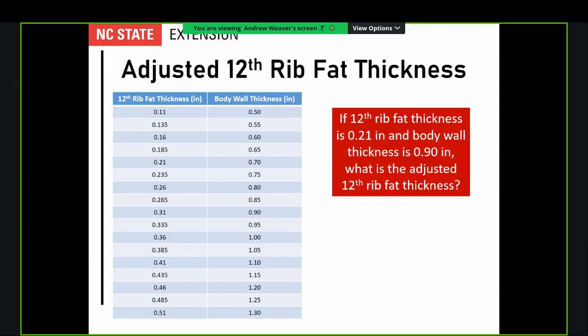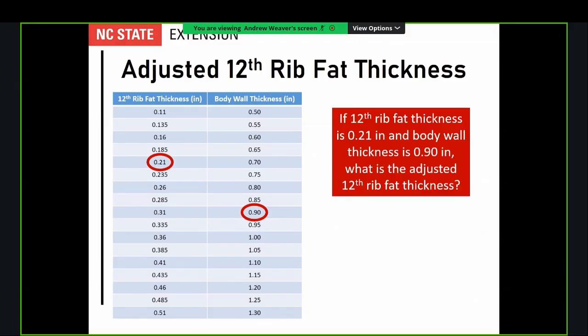If the 12th rib fat thickness, the back fat thickness, is 0.21, and the body wall thickness is 0.9, what is the adjusted 12th rib fat thickness? In that column for 12th rib fat thickness, I find 0.21. Then I go over to the body wall thickness column, find 0.9. So with a body wall thickness of 0.9, I would expect a lamb to have a rib fat thickness of 0.31.